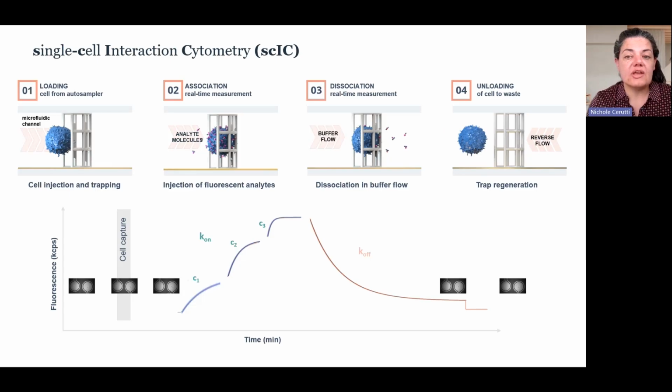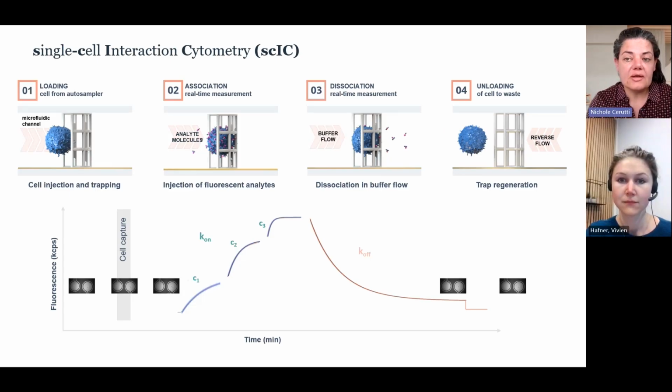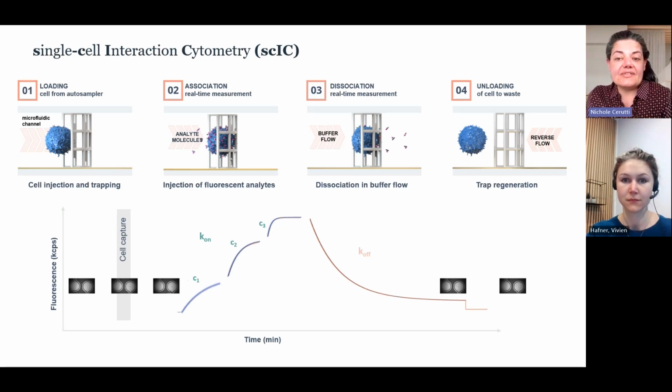So this brings me on to single cell interaction cytometry, which I'll refer to as scIC. And this technique we were made aware of when we first came into contact with what was then known as dynamic biosensors, and that was about 2 years ago. In scIC, target expressing cells are injected into a microfluidic channel, and cells are trapped in nanocages attached to the biosensor.